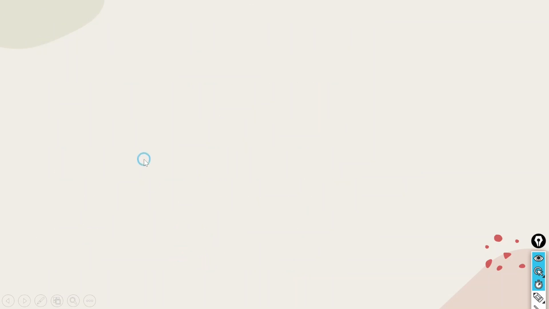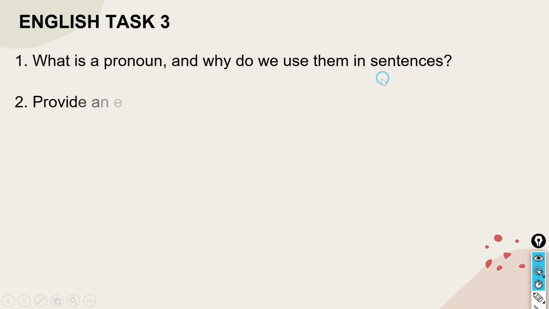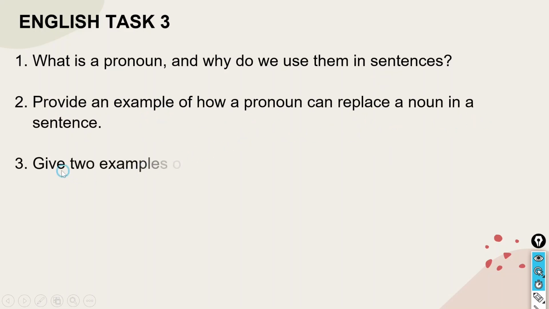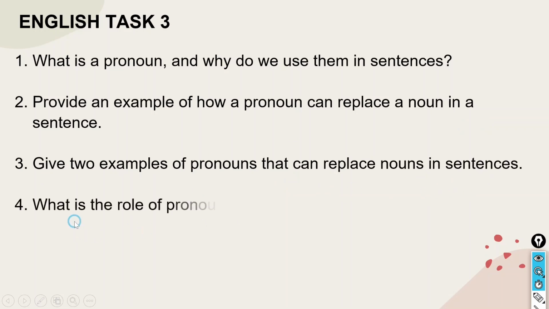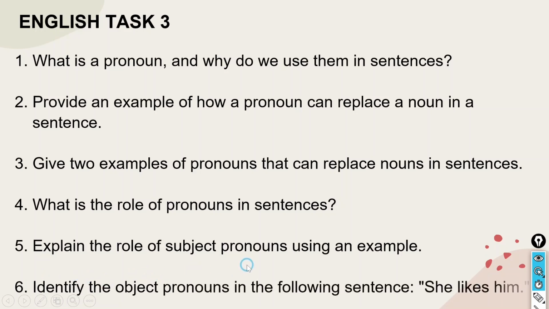Okay. So now let's look at the English task 3. So for those that are in my online English lesson, this is the task that you need to do, task 3. So these are the tasks. Number 1, what is a proper noun and why do we use them in sentences? Number 2, provide an example of how a pronoun can replace a noun in a sentence. 3, give 2 examples of pronouns that can replace nouns in sentences. 4, what is the role of pronouns in sentences? 5, explain the role of subject pronouns using an example. 6, identify the object pronouns in the following sentence.